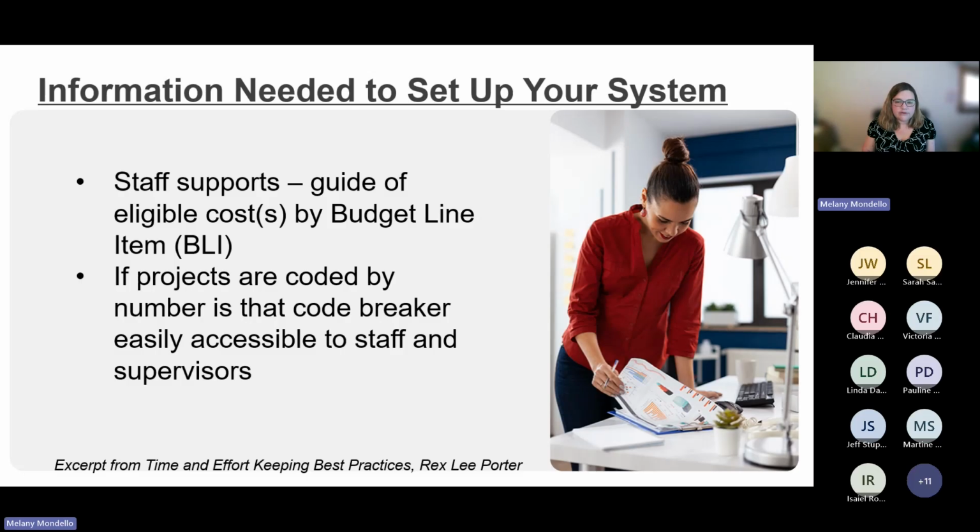So, we talked about a lot of details: a budget line item, eligible cost, allowable costs. So if you want staff to get this right, you're probably going to need a cheat sheet or a guide about what you mean by budget line items and what you want in each specific budget line item. So I'm going to pick on the CoC program for a second.